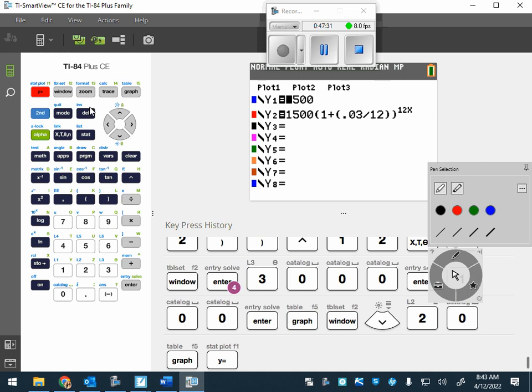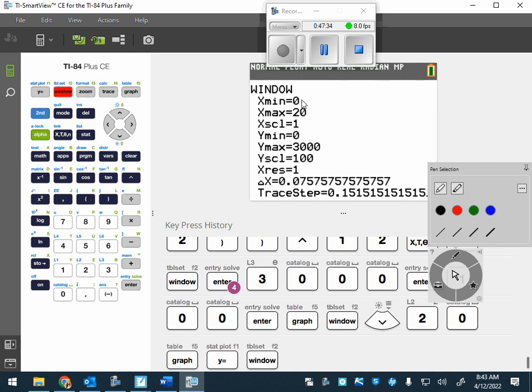Okay? Now your window. I did at first 1 to 10 or 0 to 10, 0 to 15. I couldn't see it, so then I adjusted it. The X min is 0 to 20. My Y minimum I left as 0. You could have put your Y minimum at 1,500 as well. Y max, I bumped it up a little bit to 3,000. Your scale, I put 100. You could leave it at 1 if you wanted to.